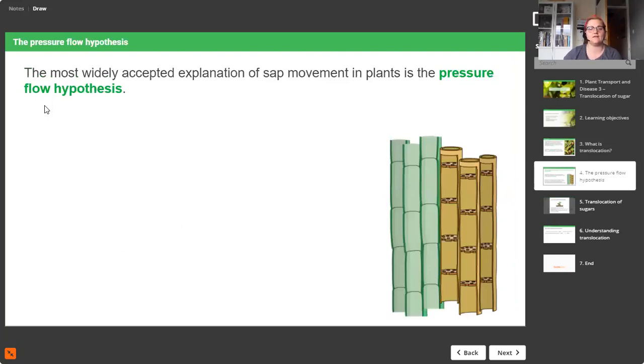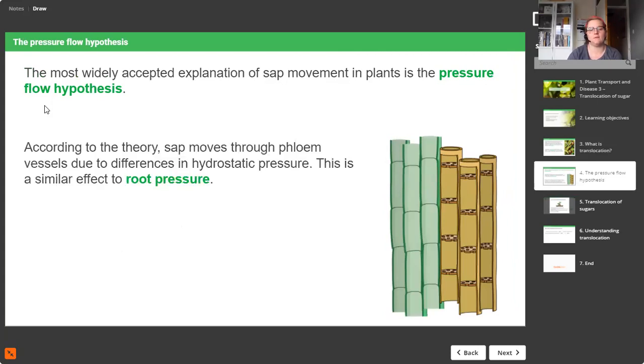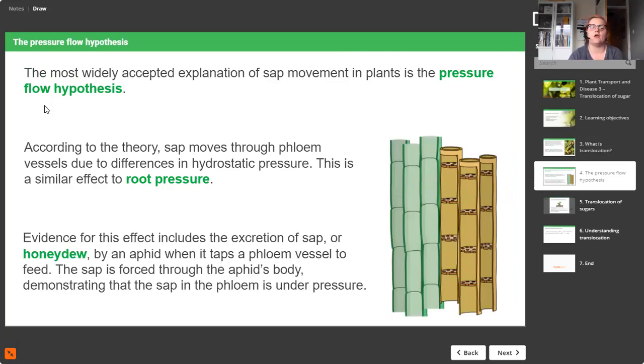The most widely accepted explanation of sap movement in plants is the pressure flow hypothesis. According to the theory, sap moves through phloem vessels due to differences in hydrostatic pressure, and this is similar in effect to root pressure. Evidence of this includes the excretion of sap or honeydew by an aphid when it taps into a phloem vessel to feed. The sap is forced through the aphid's body, demonstrating that the sap in the phloem is under pressure.